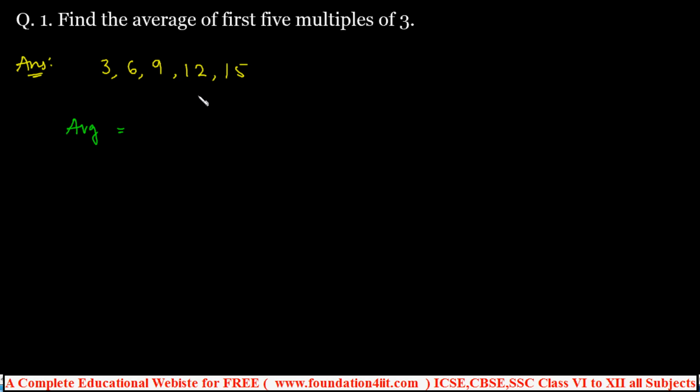Because these are all multiples of 3, if you take 3 common, it is 3 times (1 plus 2 plus 3 plus 4 plus 5). 3 into 1 is 3, 3 into 2 is 6, 3 into 3 is 9, 3 into 4 is 12, 3 into 5 is 15. To make the problem simple, you can take 3 common directly and divide by 5, because average is the sum of observations by the number of observations. Instead of adding 3 plus 6 plus 9 plus 12 plus 15, you can just add 1, 2, 3, 4, 5. You can use this technique to make the problem simple.